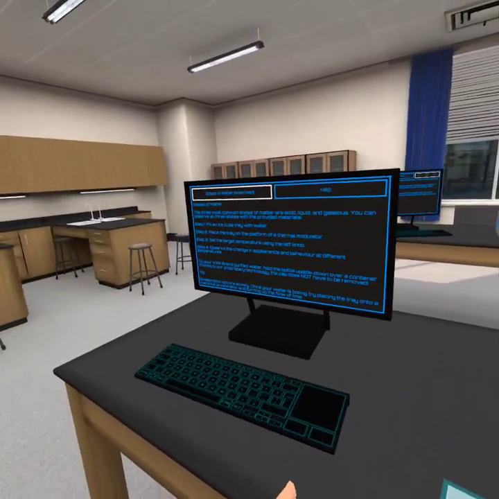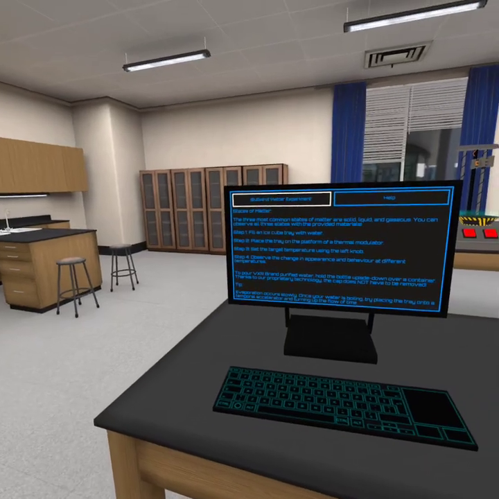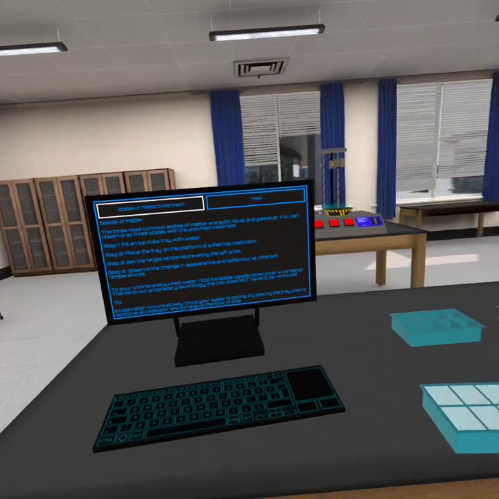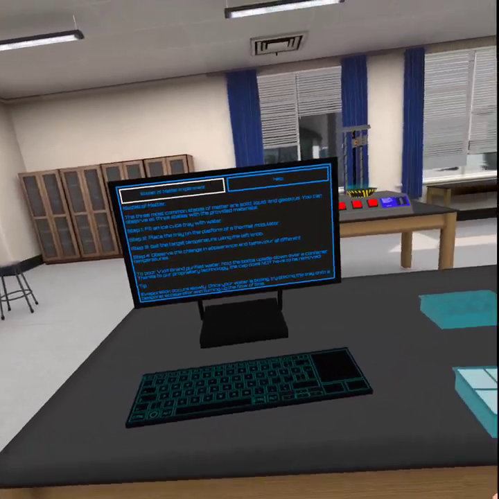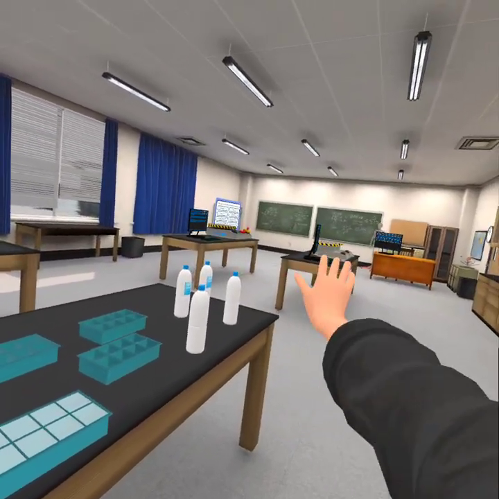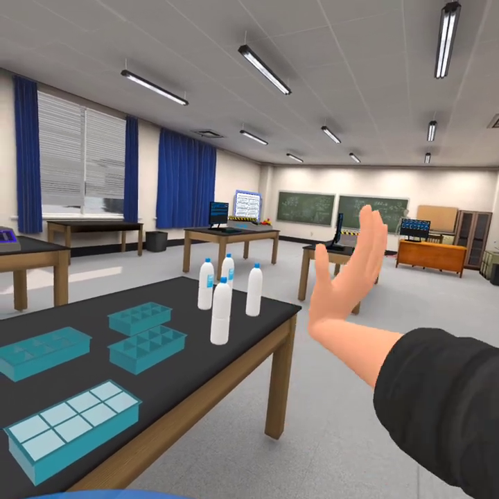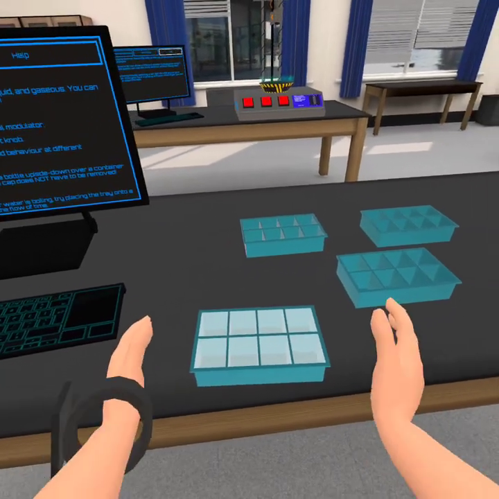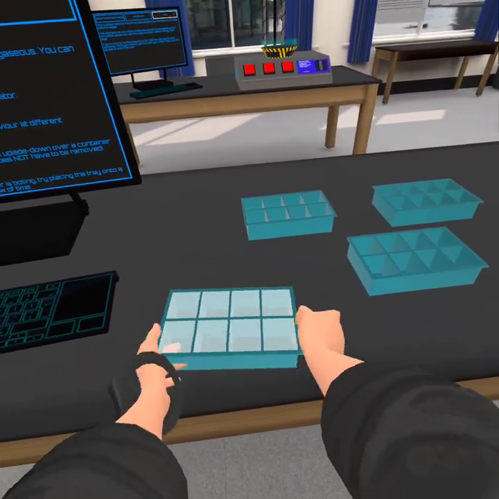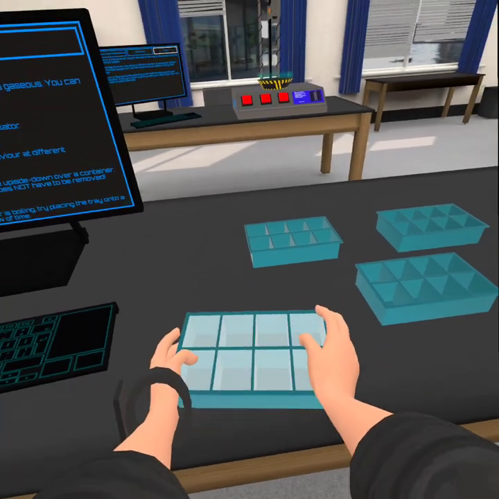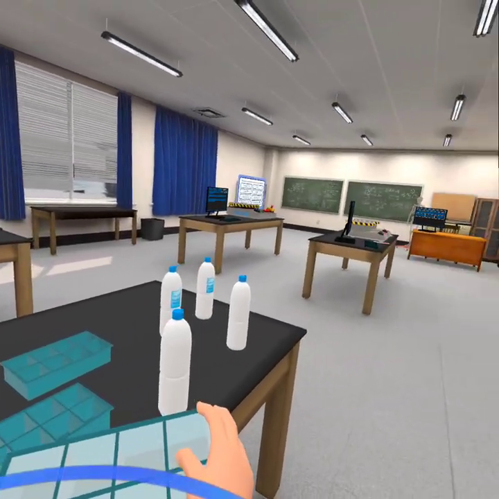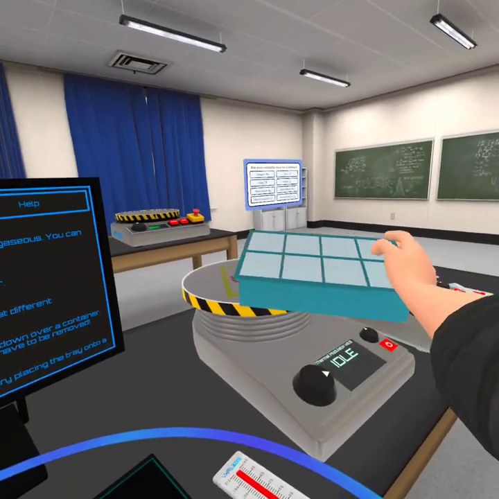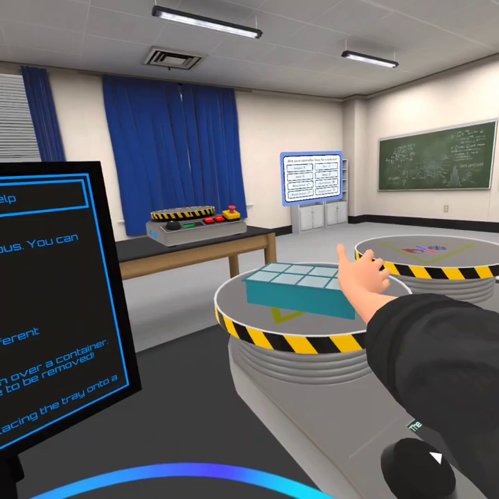Right now, the second step says to place the tray on the platform of a thermal modulator. So where is the thermal modulator? We need to find that. I believe that's there, right? I will grab this ice cube tray in my hands like this, in an ideal way. Now it's in my hand, and I will teleport myself to the thermal modulator here and keep the ice cube tray here.